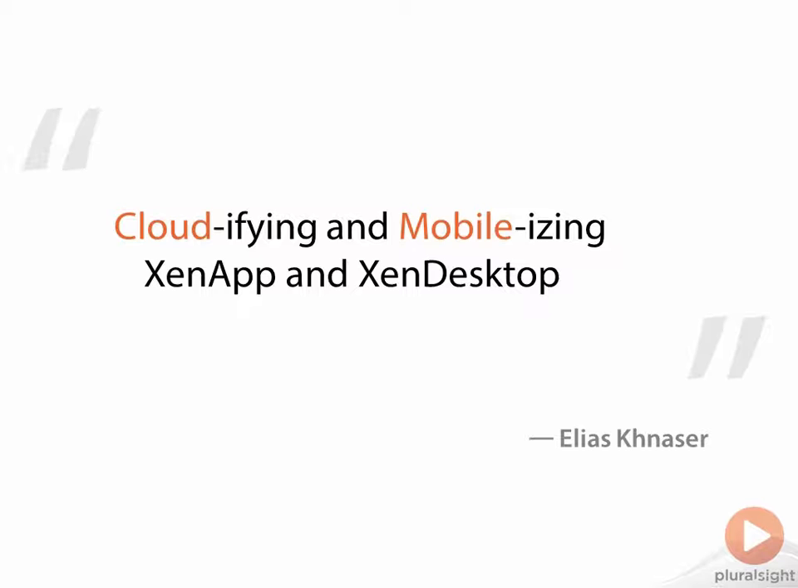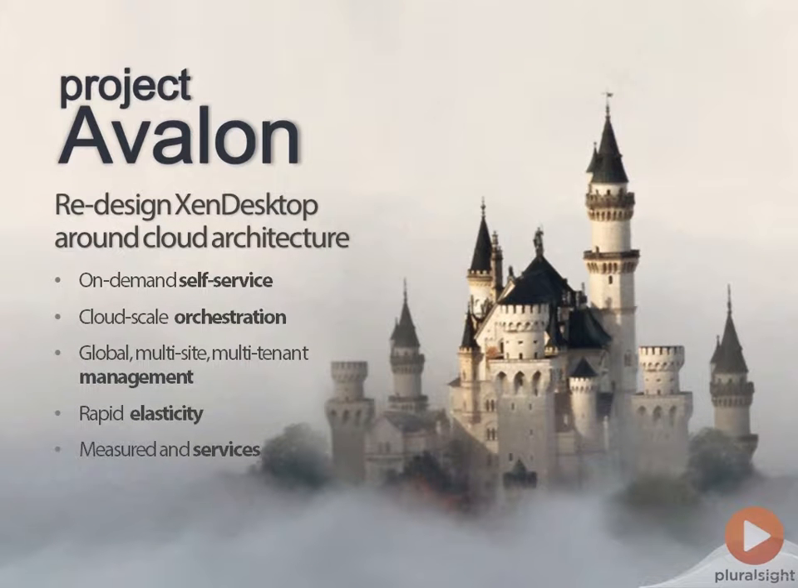That's to simplify it. Now, if we go back to Project Avalon, so again, this is the redesign of XenDesktop around cloud architecture, which means we're going to create on-demand self-service. We're going to have cloud scale orchestration. So what does cloud scale orchestration mean? Well, cloud scale orchestration means not only in a single geography, you're able to orchestrate worldwide against maybe public clouds or even private clouds or a mixture of both. So global, multi-site, multi-tenant management.